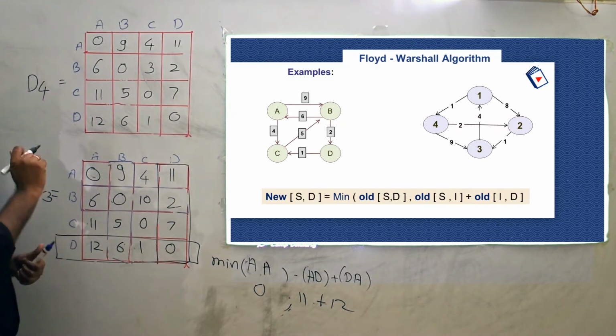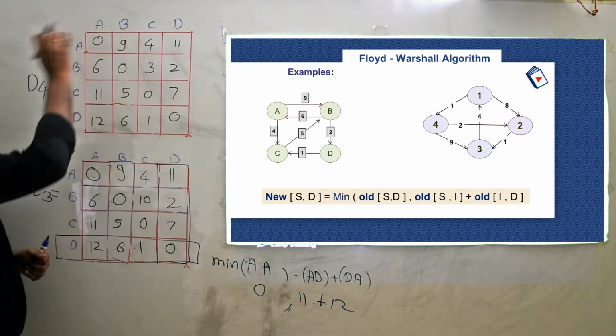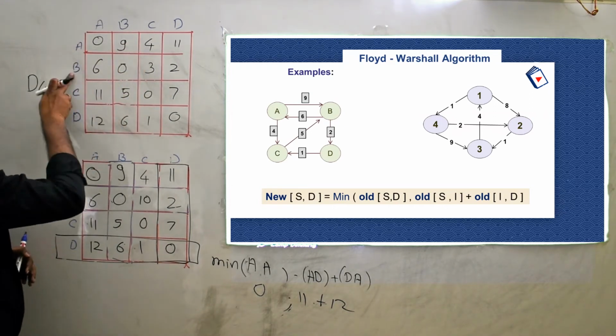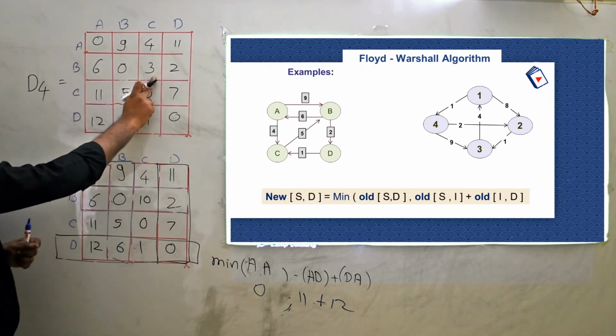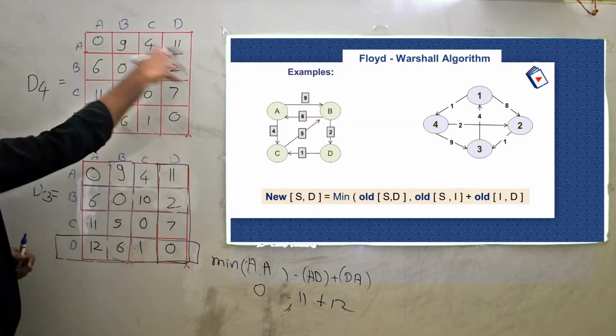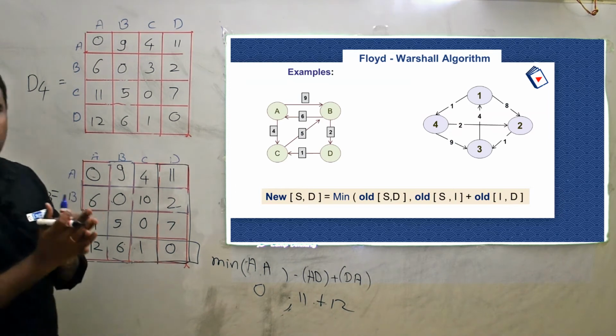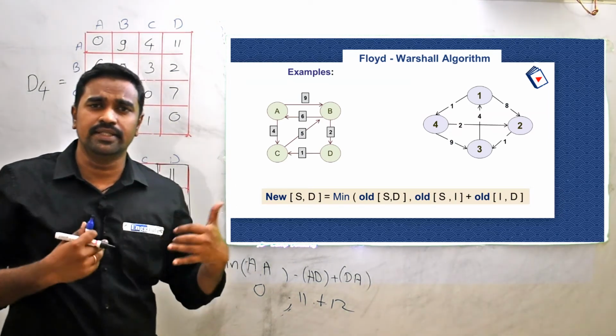Okay, so from A, if I want to reach to B, minimum distance is, or minimum cost is 9 units of time. From B, if I want to reach C, minimum cost is 3. So this is the minimum cost from all nodes to all nodes. So this is fluid Warshall algorithm. Now let's understand the trick.